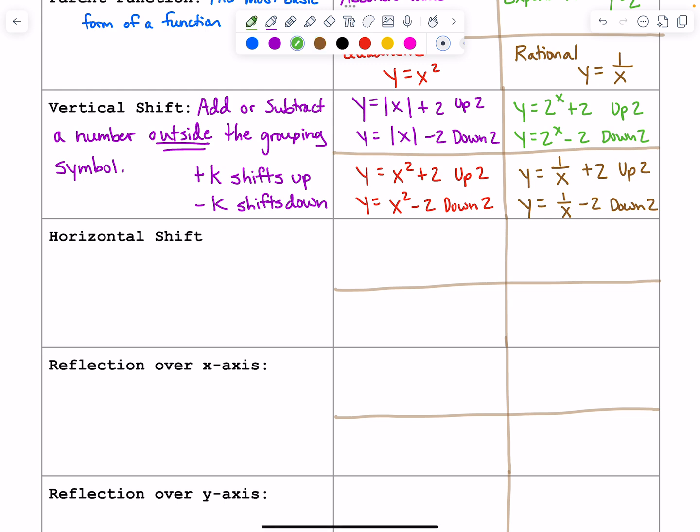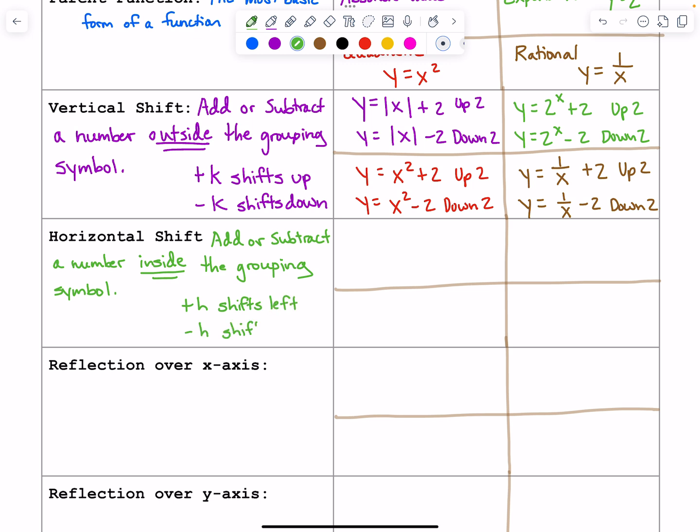That is the rule. For a horizontal shift, you add or subtract a number inside the grouping symbol. So let's write that out. Add or subtract a number inside the grouping symbol. And this is the one that looks like the opposite of what it's doing. So when you have positive h, it shifts your graph left that amount. And when you have a minus h, it shifts your graph right that amount.